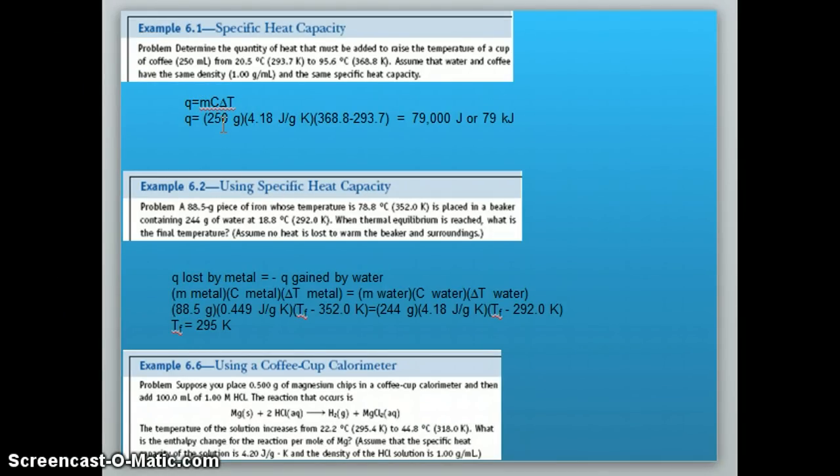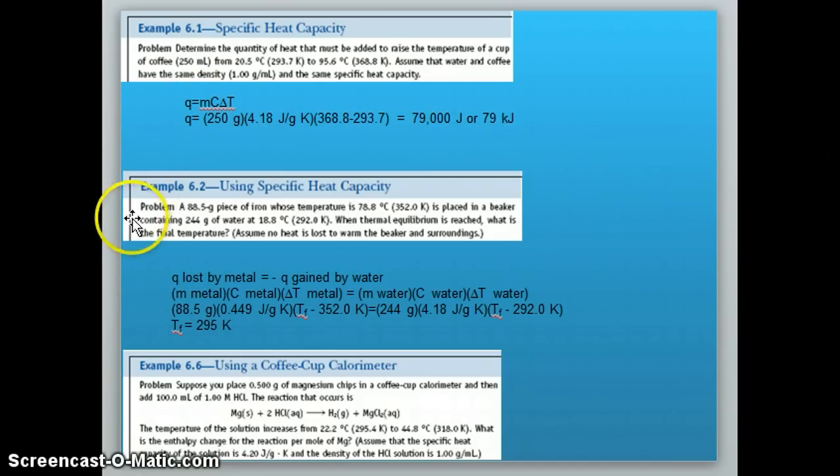Because coffee is primarily made of water, you're going to use the specific heat of water for C, and that comes off that table in the previous slide. It's 4.18. And then delta T is the change in temperature in the liquid. And change in temperature is always going to be final minus initial. It doesn't really matter if you use Kelvin or Celsius here for delta T, because the difference between 368.8 Kelvin and 293.7 Kelvin, and 95.6 and 20.5 degrees Celsius, is going to be the same number. All right, so once you plug these three numbers in, you get 79,000 joules. When you have large numbers like this, you're actually better off expressing them in kilojoules. So to change joules to kilojoules, you divide by 1,000.